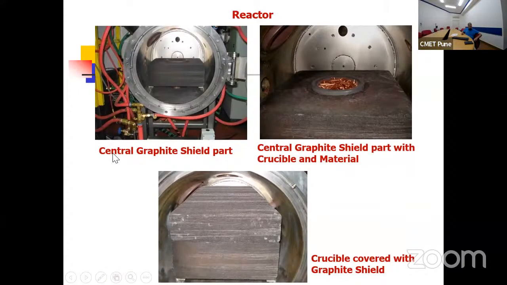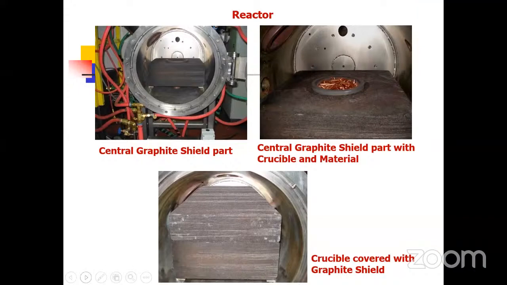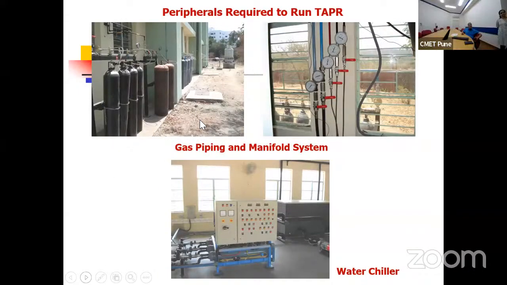So this is the central graphite shield. Torch is coming from top to here, and we are putting the material in the graphite crucible here. This is the material kept in that central graphite shield part, and then we are covering it, and from here the torch is coming and going inside. Because it's a very high temperature and there is gas consumption, we have installed gas piping: argon, nitrogen, hydrogen, oxygen, ammonia, and then we have a water chiller to cool that system.